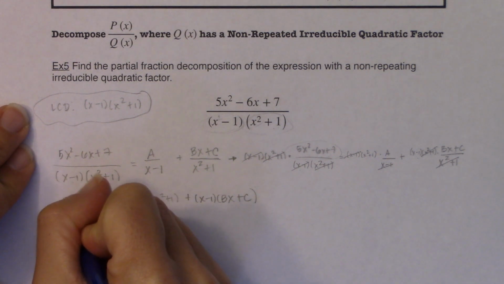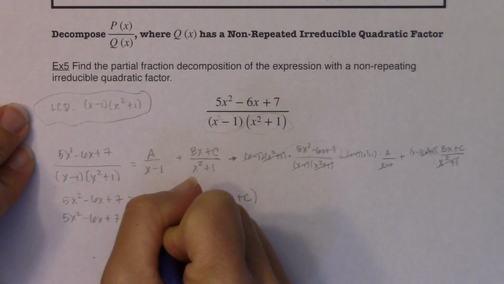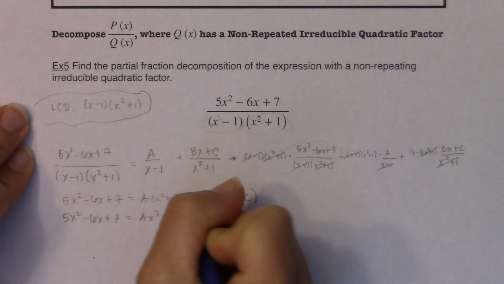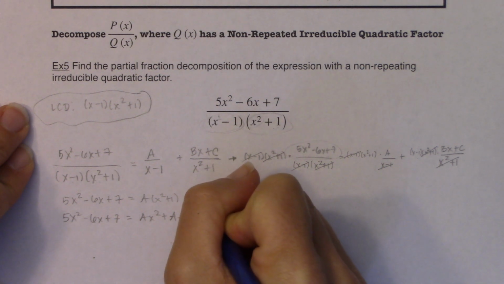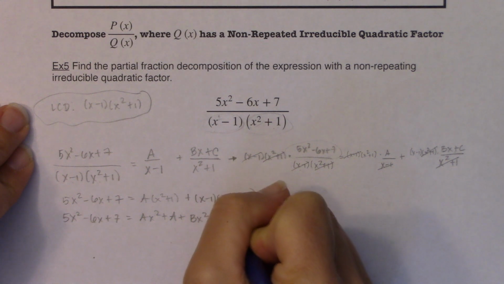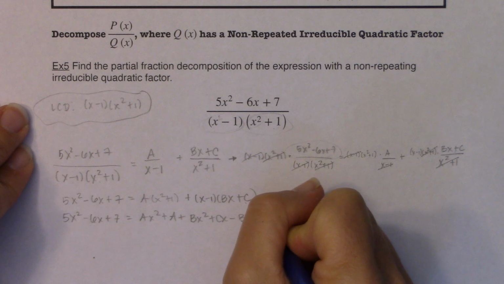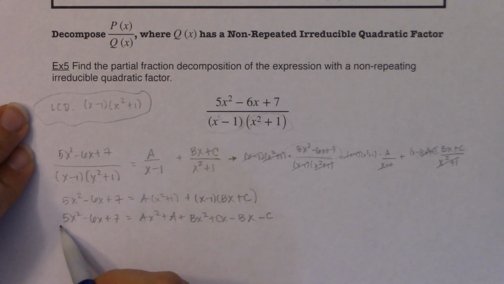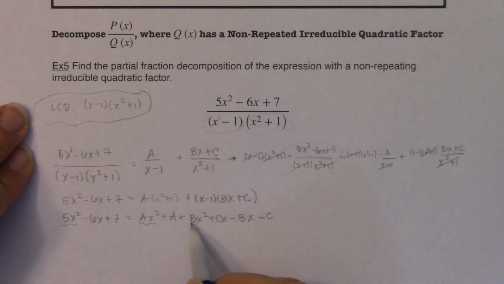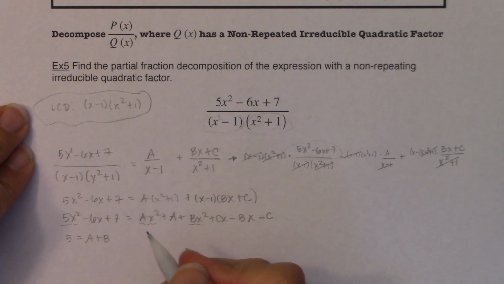If I expand it a little, I'm going to have ax squared plus a. I'm also going to distribute here. This is going to be bx squared. First outer is cx, inner is minus bx, and then last is minus c. So let's set up a system of equations. I've got a 5x squared, an ax squared, and a bx squared. So 5 has to equal a plus b. I'll keep that in mind.